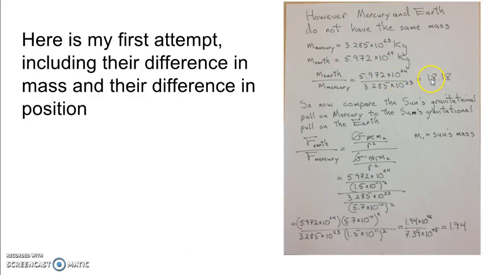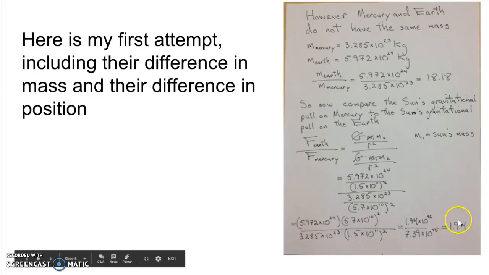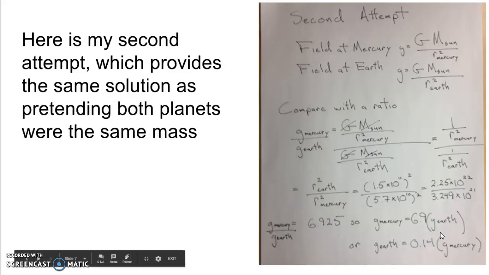The Earth is 18 times more massive than Mercury. So if you include the difference in separation and the difference in masses, you get the pull on Earth to be almost double the pull on Mercury. Yes, Mercury is further, but it's 18 times more massive. So that leads to basically a 2-to-1 ratio in the difference. Unfortunately, that's not the question they were asking.